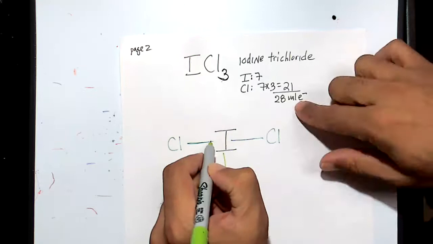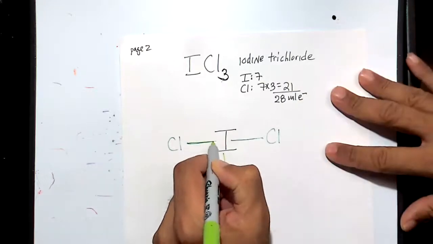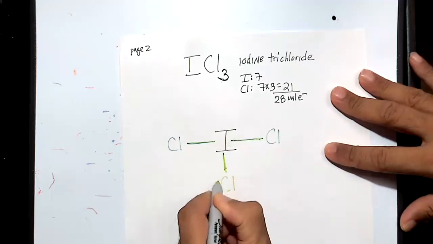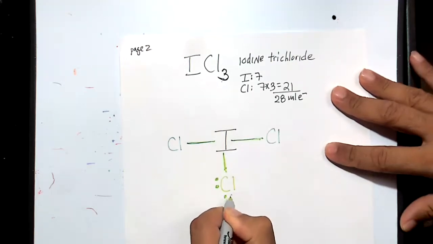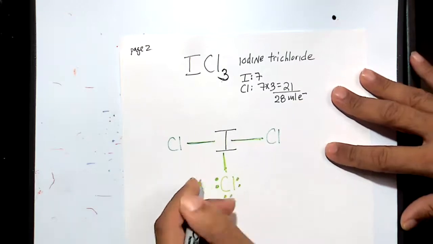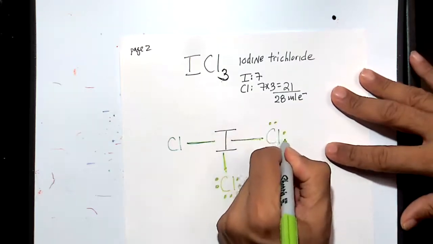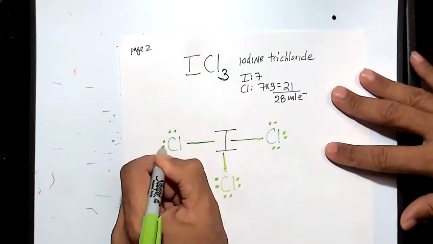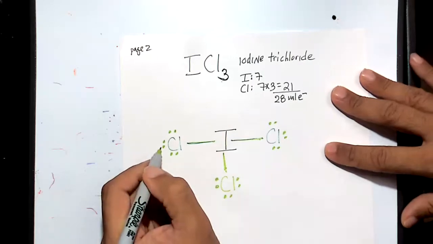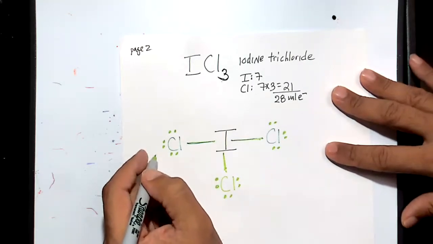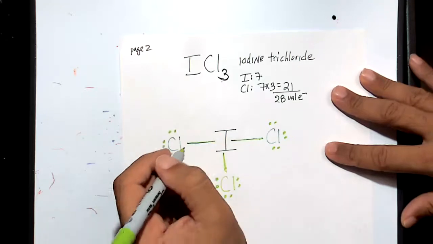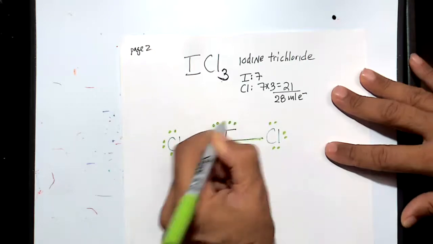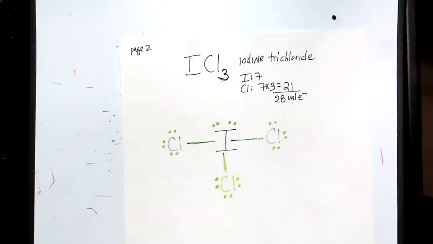All right, counting, we need to get 28 now. 1, 2, 3, 4, 5, 6, 7, 8, 9, 10, 11, 12, 13, 14, 15, 16, 17, 18, 19, 20, 21, 22, 23, 24. Where will I put 25, 26, 27, 28? On the iodine. 25, 26, 27, 28. Let's put them back on the center atom.